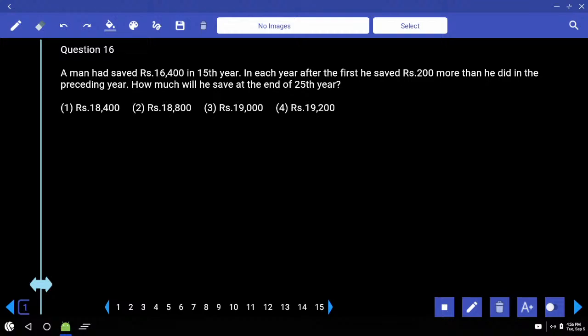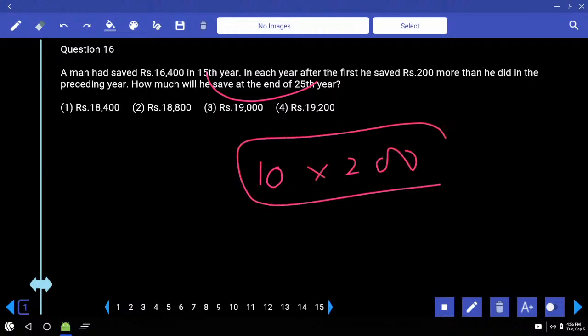So in the 25th year, if you observe, how many years are there? 10 years. 10 years into 200 each, 2000 rupees on 16,400, 18,400 should be the answer.